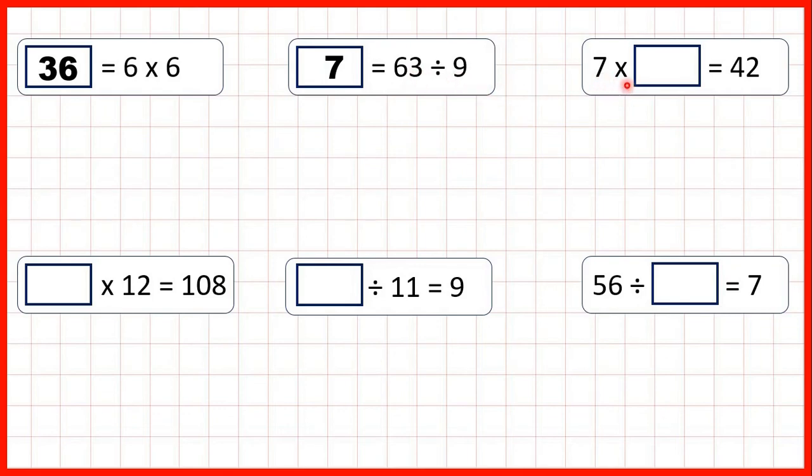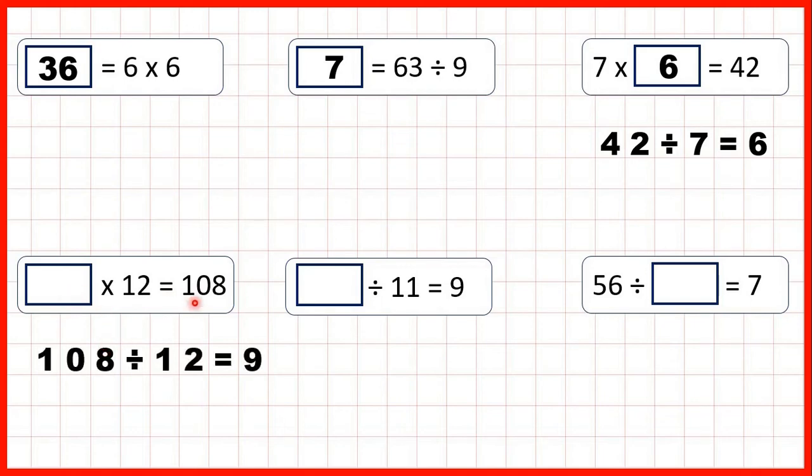Now we have 7 times something equals 42. Whenever we have a missing number in a multiplication problem, we can use division to find our missing number. So we can divide 42 by 7. That's 6. So our missing number is 6. 7 times 6 is 42. Now we have something times 12 equals 108. Again, because it's a missing number multiplication, we can use division to find our missing number, and 108 divided by 12 is 9, so 9 times 12 is 108.